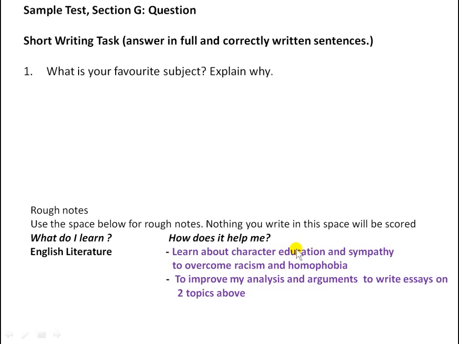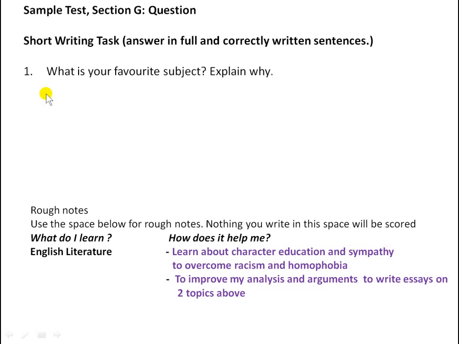So proof 1 is learning about character education and sympathy to overcome racism and homophobia. A second point might be, how can I improve my analysis and essay arguments dealing with the topic of character education and homophobia and racism issues? So I've got my idea. Topic sentence will deal with English literature. My 4 sentence components will be dealing with character education, sympathy, dealing with racism, homophobia, and analysis and argumentation, and then I'm going to conclude by saying English is my favorite subject.